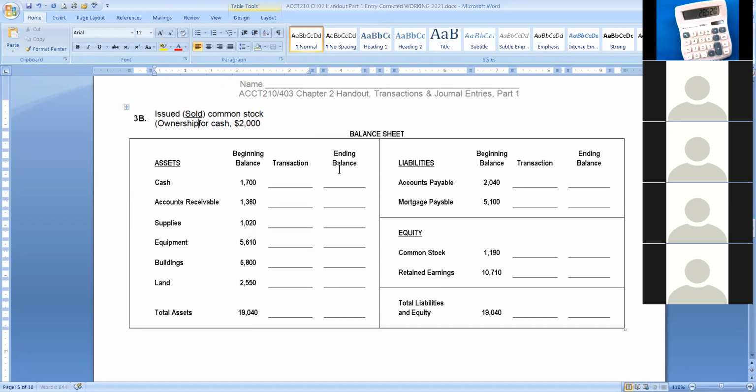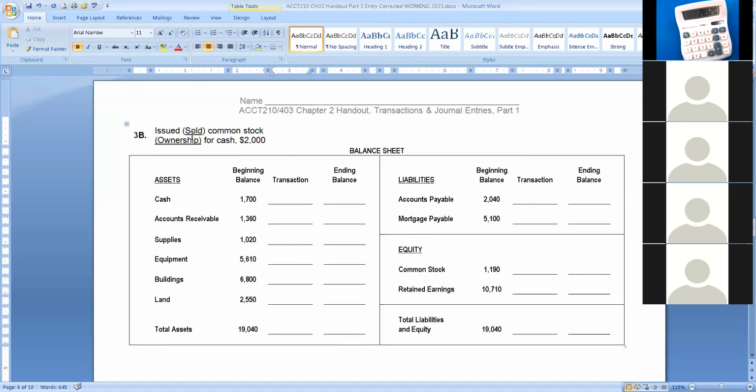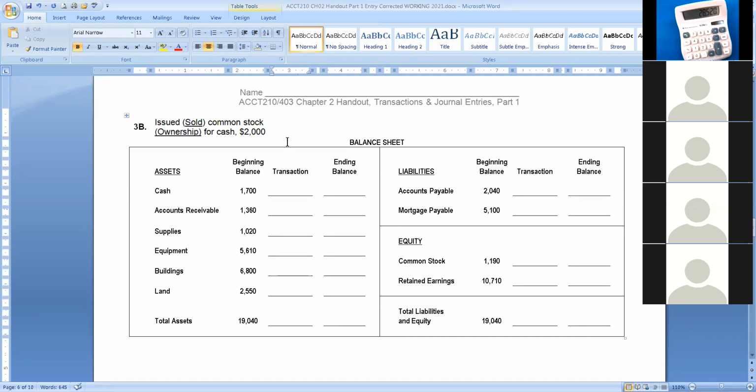Actually, the one I sent you guys now, I don't think this is even the right one, because I had fixed all those. Okay. So they issued common stock for cash, 2,000. So, okay. They sold common stock.